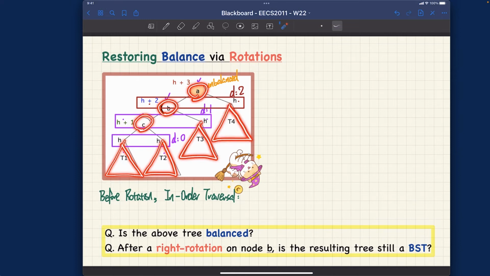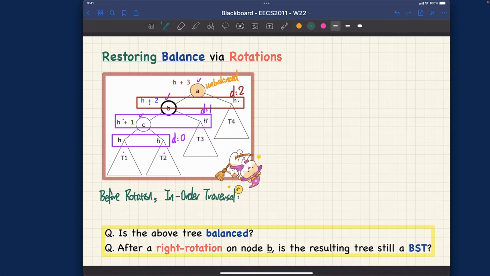Agree? By now, you should be very familiar with the in-order traversal. Let me write it down. It's going to be this particular sequence: T1, followed by C, followed by T2, followed by B, followed by T3, followed by A, followed by T4. And we know that this is really the unbalanced node, so it would be nice to somehow change it so that it becomes balanced. Specifically, we want to adjust the heights of its child nodes so that the difference between them wouldn't be larger than 1, strictly speaking.